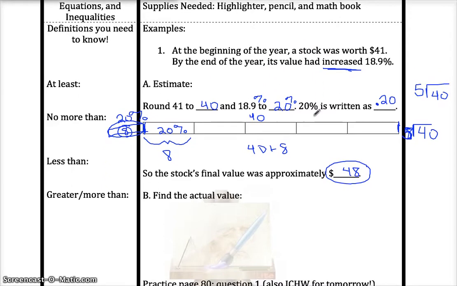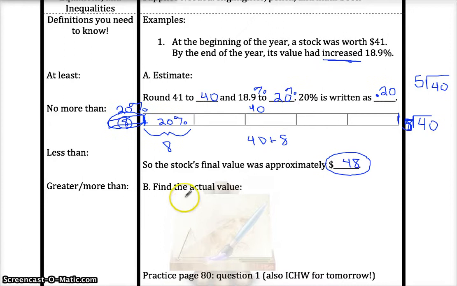But we are able to actually find the actual value, and we're going to do that in section B. So we're not going to be rounding anymore. We're using the original numbers, 41 and 18.9%. And the actual value. So the actual value is the $41. So we know that the $41 was the starting price. And then it increased, which means that we're going to be adding something to that. It increased by 18.9%.